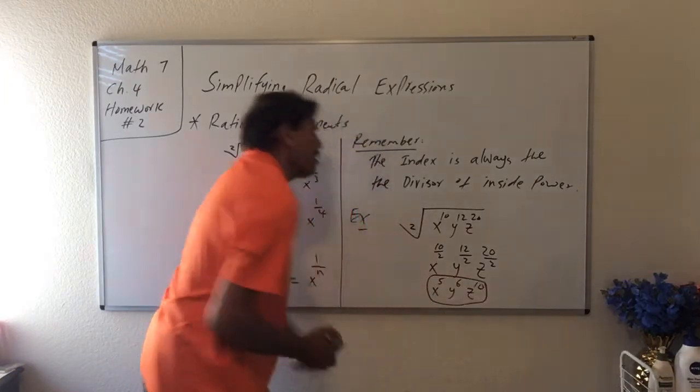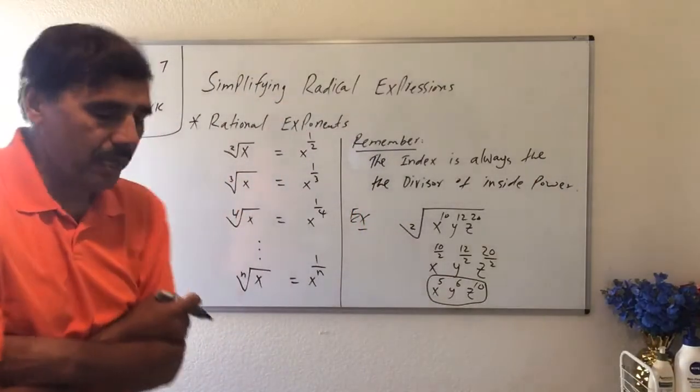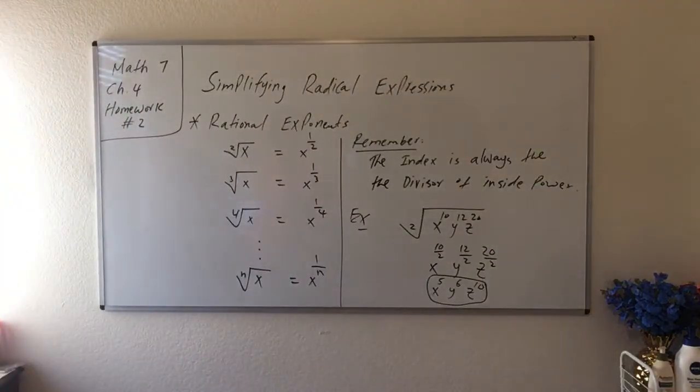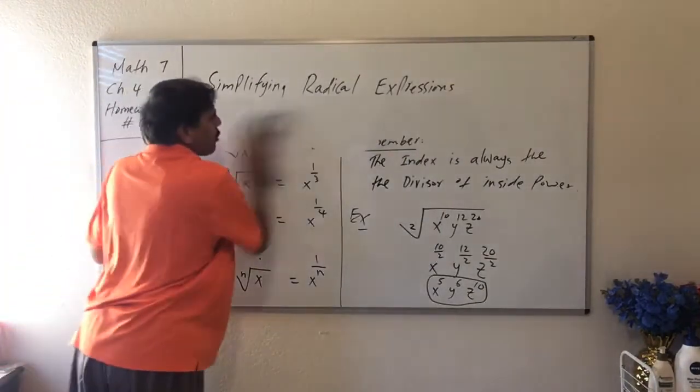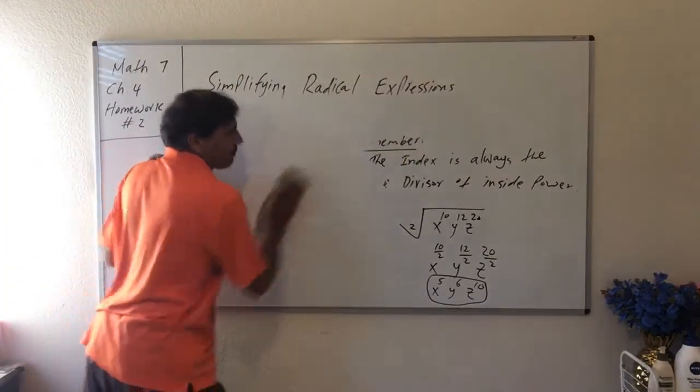And again, we're going to focus only on the square root today. And I'm going to make it easier for you. The index is going to be 2 and the power is going to be even. But if there's a number in the front, you just take the square root, just like in today's homework. So let me show you some more examples quickly.